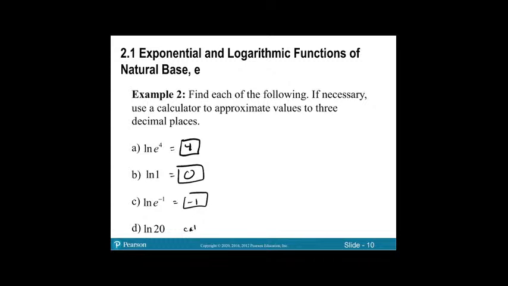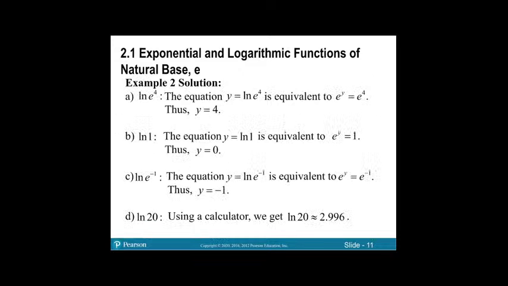Okay. So it should be 4, 0. Okay, so they rewrote the logs as exponentials. That's fine.